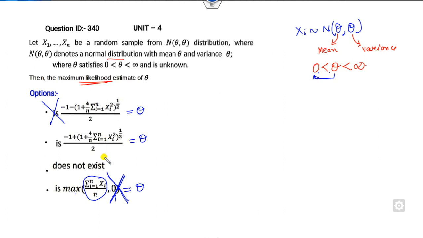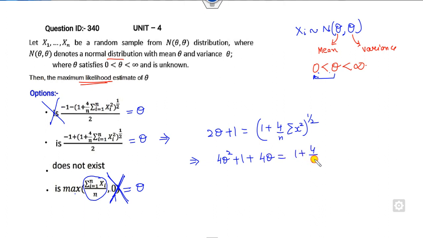Now our target is to solve this equation. So assume this value here. If I simplify them, you will get 2 theta plus 1 is 1 plus 4 by n, summation of x square. Now if I take the scaling on both sides, it will give you 1 plus 4 by n of x square. Now this 1 will be cancelled out, 4 and 4 will be cancelled out. This is 1 over n summation of x square. Now any of the term x square, that is the variance of x: E of x square minus E of x whole square.